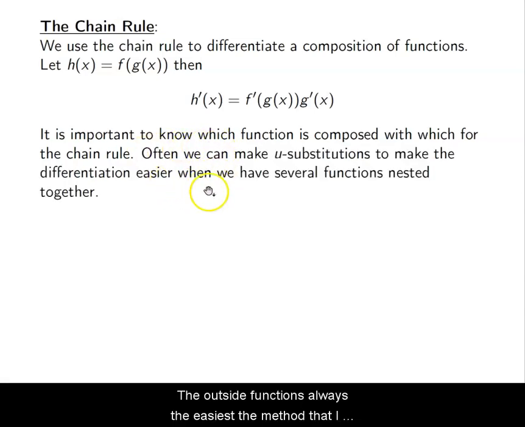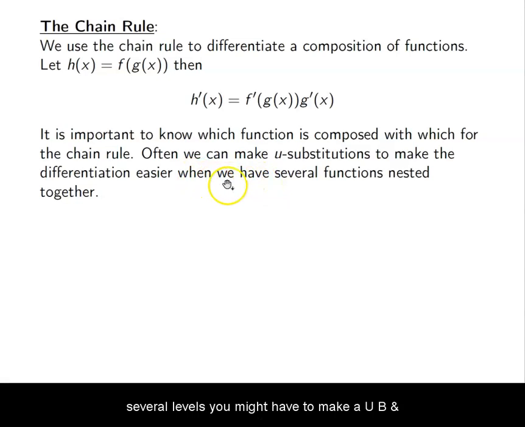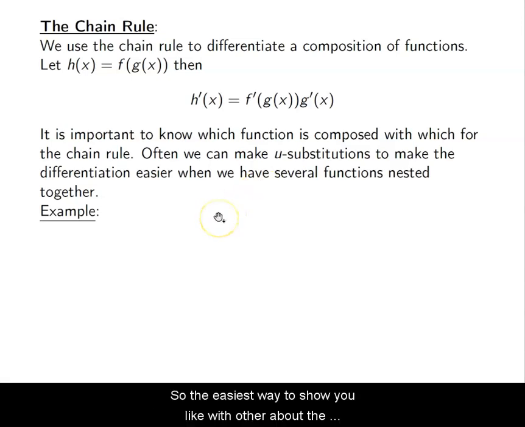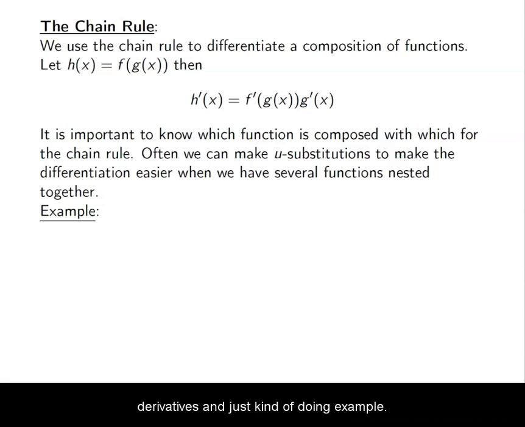The outside function is always the easiest. The method that I like to show students at the beginning, or an easier way, is by using a U-substitution. However, if there's several levels, you might have to make a U, V, and W substitution, or even further than that. Okay, so the easiest way to show this, like with other of our derivatives, is just to kind of do an example, right?